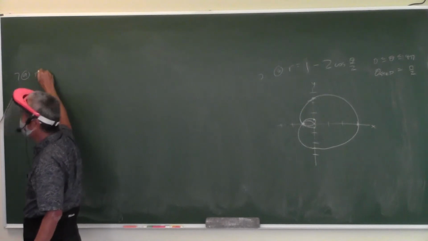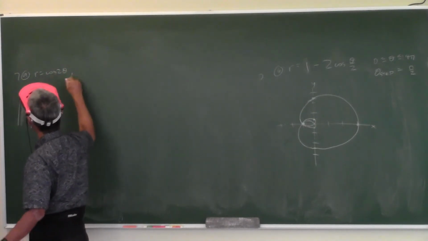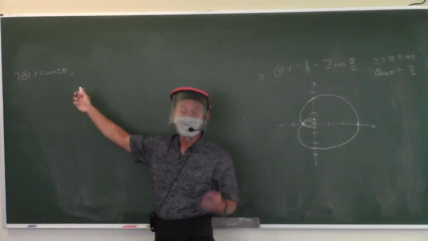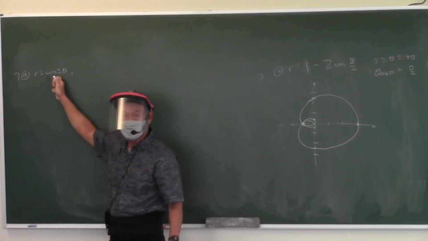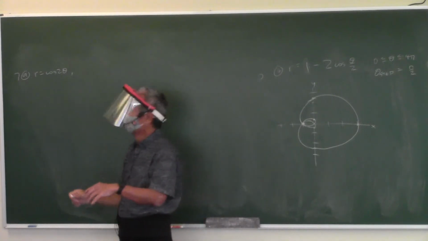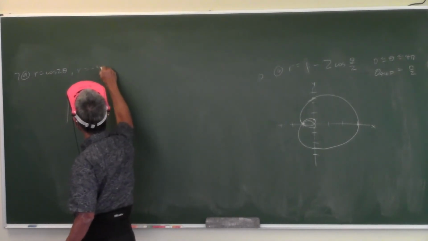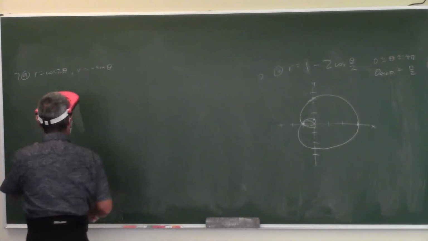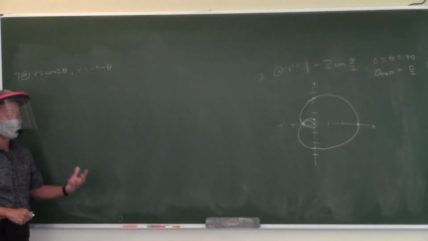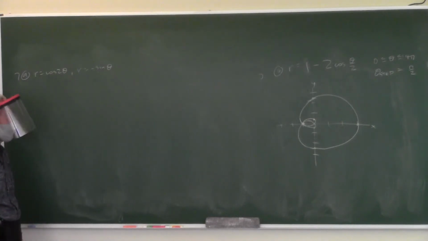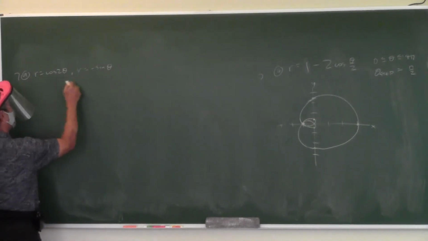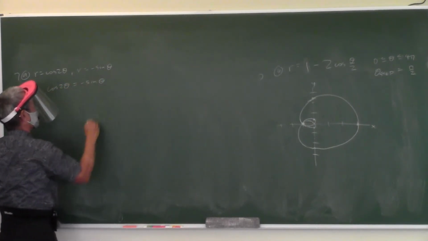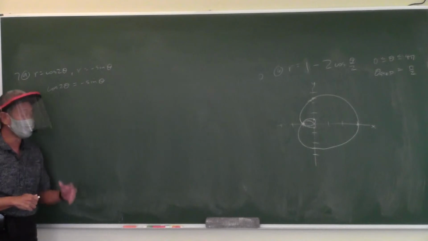7A. r equals cosine 2 theta. I hope you guys know, right? Rose curve, how many petals? There's going to be 4 petals, right? If that number is even, you have twice as many petals. And then r equals negative sine theta. That's a circle. Okay, so the first thing you should do is find where these graphs intersect. So solve the equation simultaneously. So equating the r's, you get cosine 2 theta equals negative sine theta. So you have to be able to solve this equation.